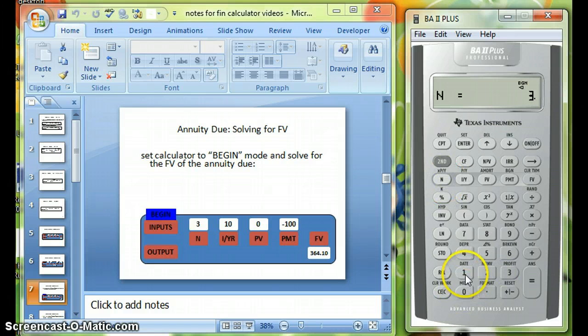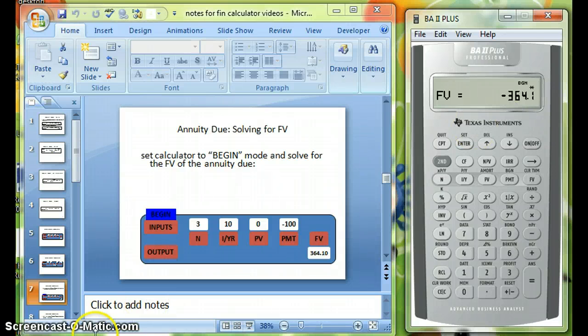3 years, 10%, $100 payment, 0 PV, compute for future value. So notice the readout here is 364, and under the end mode, you got the readout of 331. So your annuity due has a higher future value, and this is actually 10% higher. Or say 364 is 331 multiplied by 1 plus the 10%.